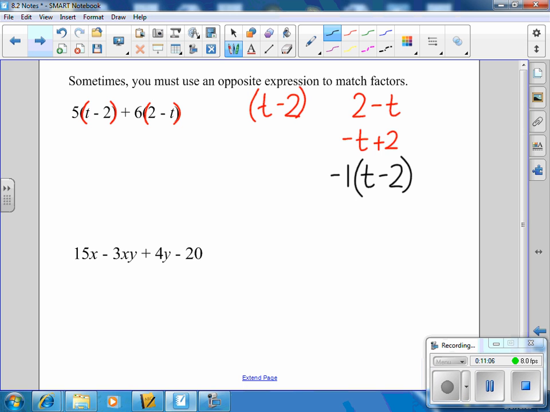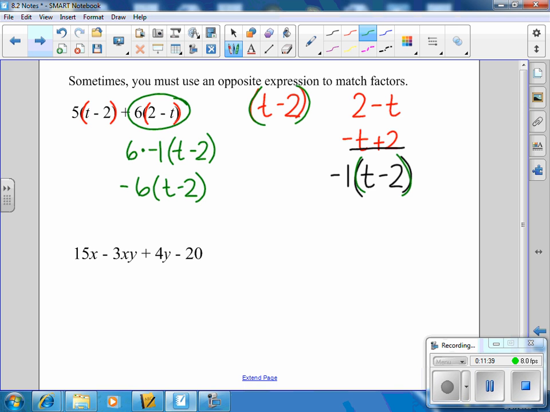Double check that that factors back in. You have negative t plus 2, which is what I have up here. But now the stuff in parentheses looks exactly the same. So these opposite terms are really whatever you have in parentheses multiplied by negative 1. It's kind of in disguise. So I could rewrite this part right here as 6 times the negative 1 that I took out times t minus 2. Or multiply that together, we get negative 6 times t minus 2. Same exact expression, I just worked things around.